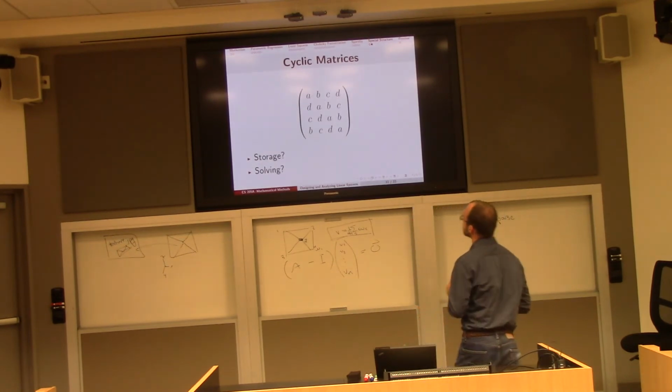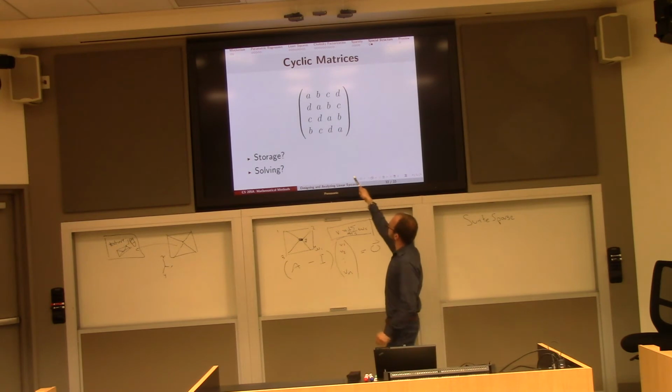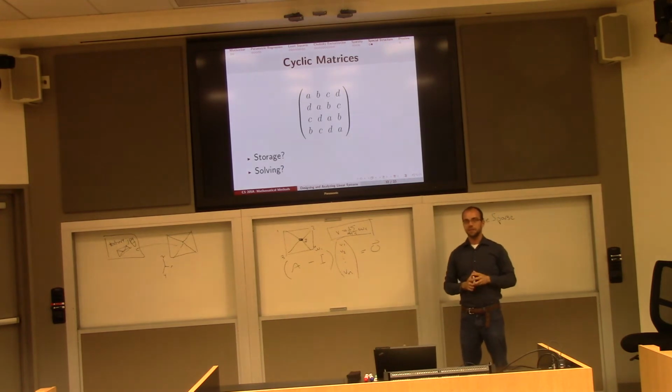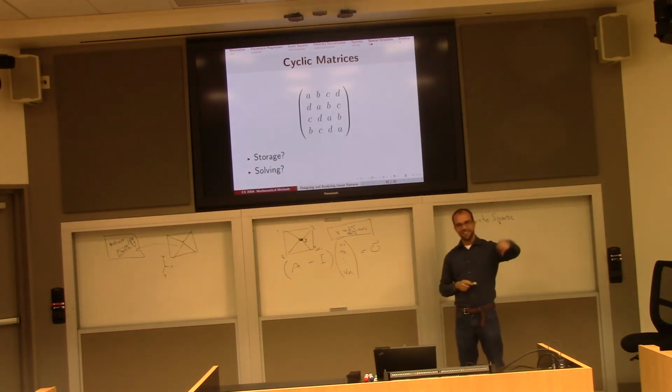Sometimes you have cyclic matrices. For example, here you see the first row is A, B, C, D, and then all the rows underneath are just that, rotated over by 1. This shows up a lot when you're solving equations with periodic boundary conditions.